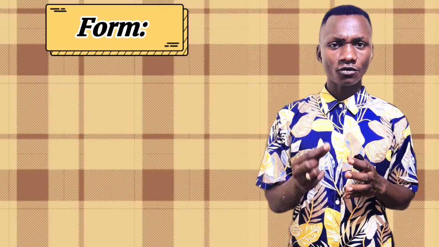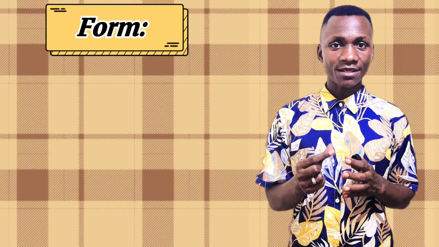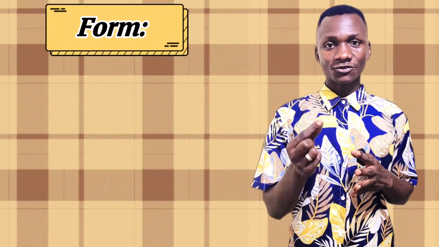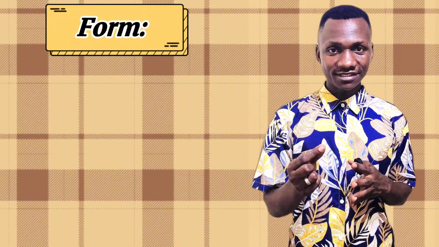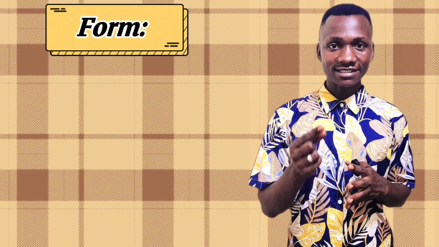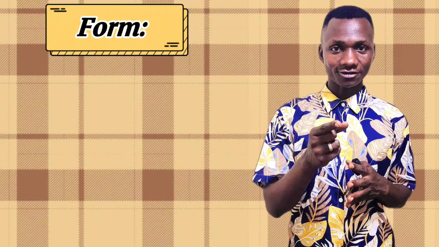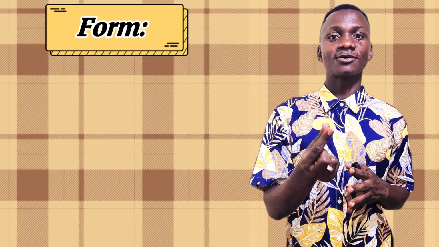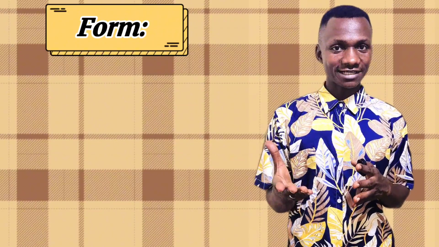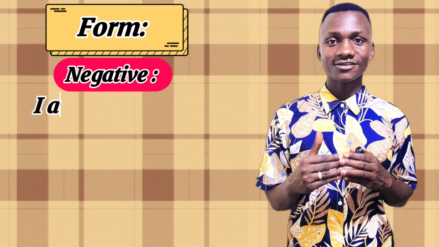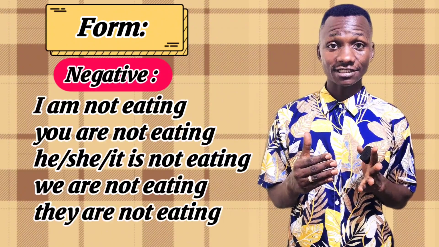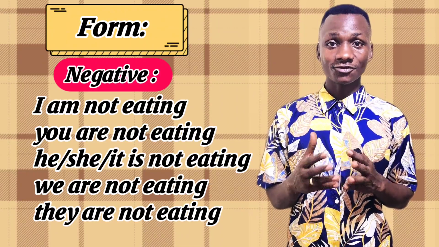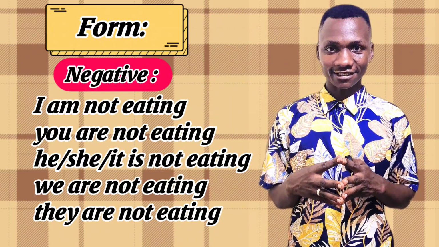And if you want to put these verbs in negative form, you take the auxiliary be conjugated in simple present and you add the word not. For example, I am not eating, you are not eating, he is not eating, she is not eating, we are not eating, you are not eating, they are not eating.